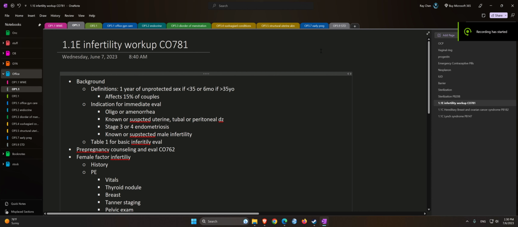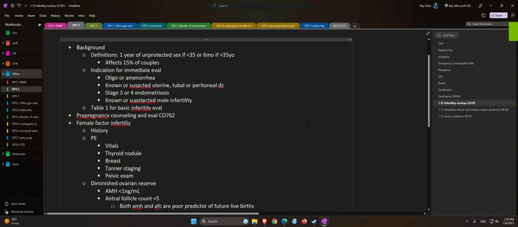Let's talk about infertility workup. Background. Definition: 1 year of unprotected sex if the patient is less than 35, or 6 months if they're over 35. It affects about 15% of couples.